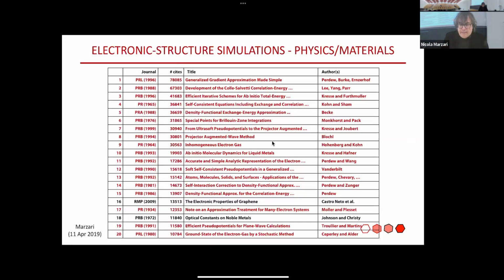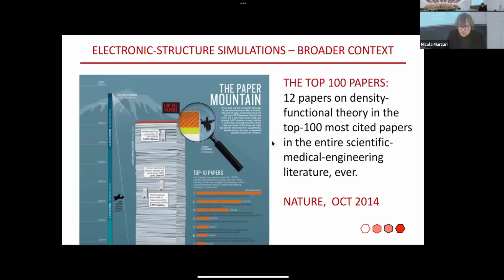The last time I did the statistics in physics was actually 2019. These were the journals of the American Physical Society, looking at the most cited papers. And the ones in red are on electronic structure simulations. So apart from graphene and photonics, everything else was massively driven by all this, especially density functional theory calculations, not only in physics and materials, but all over.